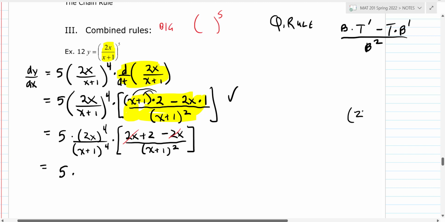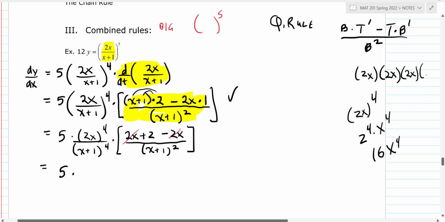So if you have 2x to the 4th, you're really just doing 2 to the 4th times x to the 4th, which is 16x to the 4th. You can also look at this just as a 4th power means you're multiplying something out 4 times. So you'll get 16x to the 4th if you do that. So you do want to go ahead and multiply that out. And then we'll just leave the x plus 1 to the 4th alone. And then what we're left with here is 2 over x plus 1 to the second.